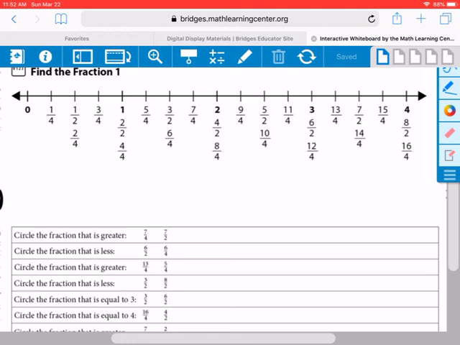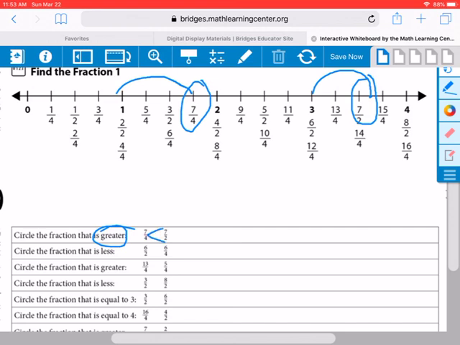Now, one of the rules that I've always told you guys is that if the numerators are the same, the smaller denominator will be your larger fraction. So let's see if that's true. Let's find 7/4 on our number line. Right there it is. And let's find 7/2 on our number line. Oh, there it is. So you can see that 7/4 is just after 1, while 7/2 comes after 3. So which one is the greater fraction? That's right, 7/2.